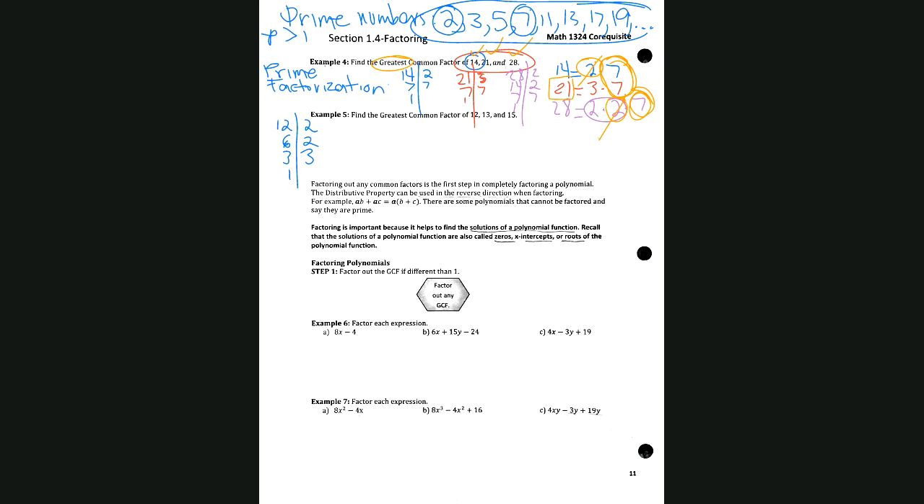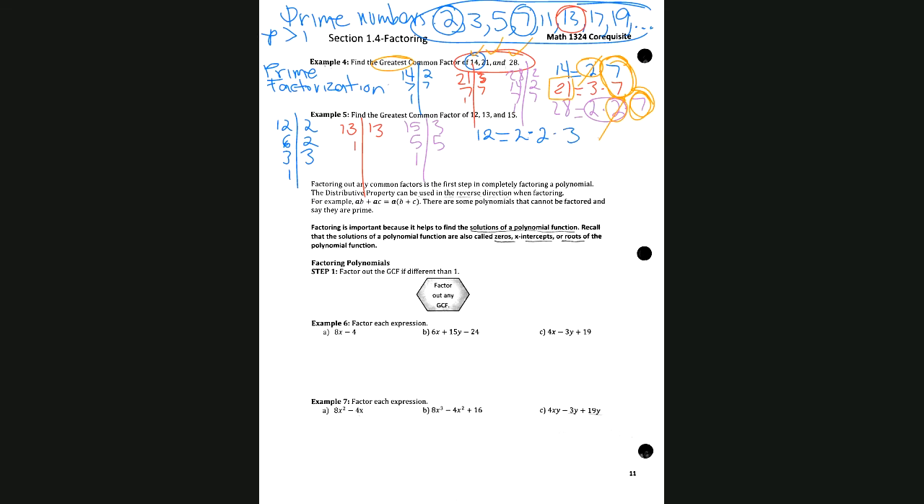Now for 13, 13 is a prime number itself. So 13 can only be divided by 13 or by 1. And finally, we have 15. 15 could be divided by 3, we get 5, and 5 is also prime, so we divide by 5 and we get 1. Now, if I was to list the prime factorization of each number, you could see it becomes pretty obvious that they don't have a factor in common.